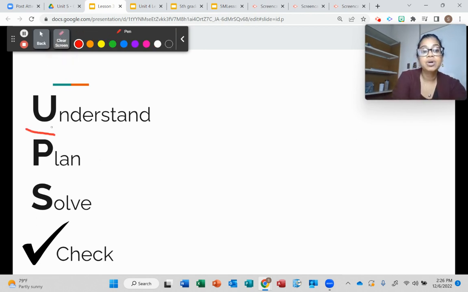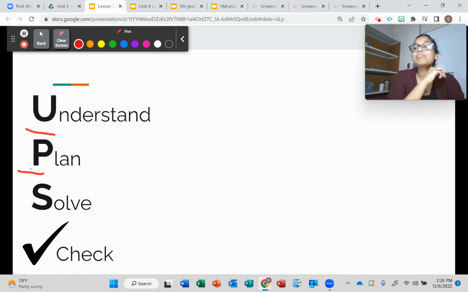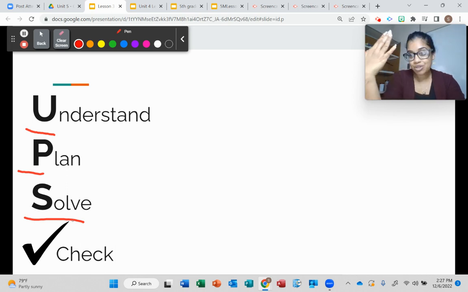So a UPS check stands for understand. That's our U. So we need to first look at our word problem and understand what is it asking, what do we know. Then we have our P, which is our plan part. After we understand what our problem is asking us and what information we know, we need to make a plan as to how we're going to solve. Once we've understood the problem and made a plan, then we can go ahead and solve our word problem, right? So only after we make a plan is it best for us to solve. So then we solve our word problem.